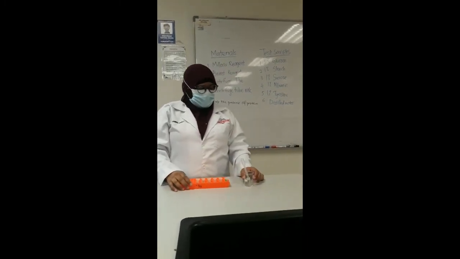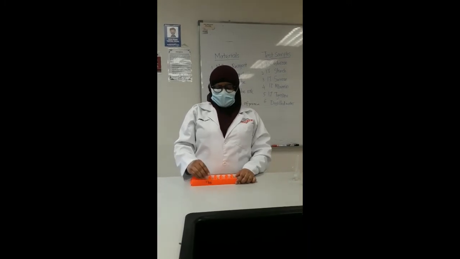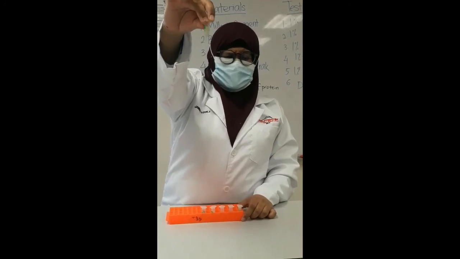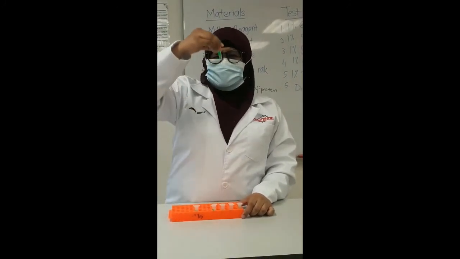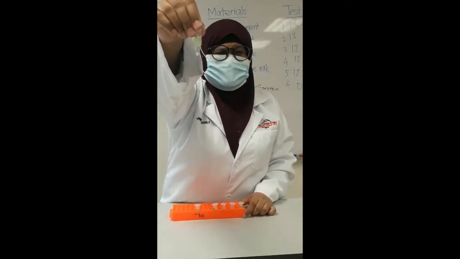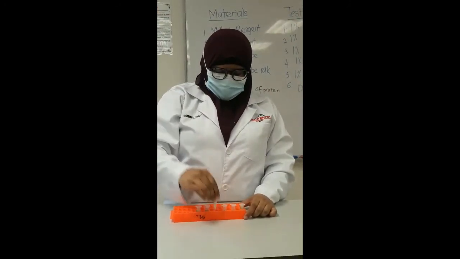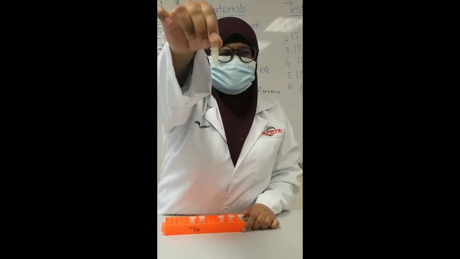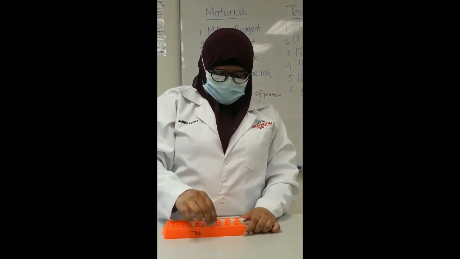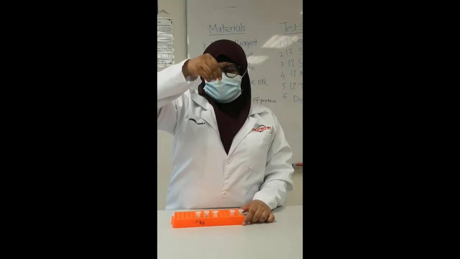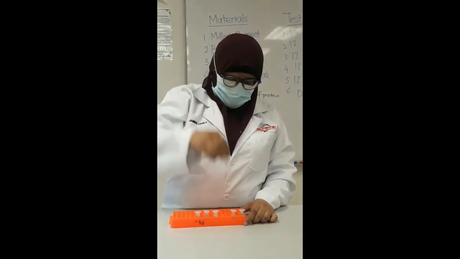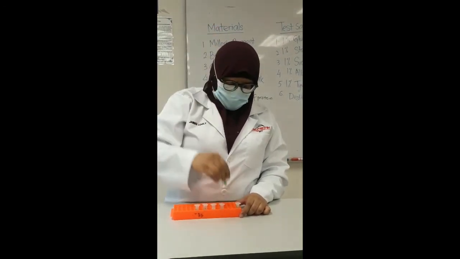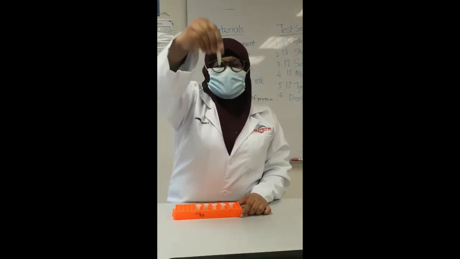Again, I will show you the results. First, I will start with distilled water. This is the result for distilled water. This is the result for tyrosine. This is the result for albumin. This is the result for starch. This is the result for sucrose. This is the result for glucose.